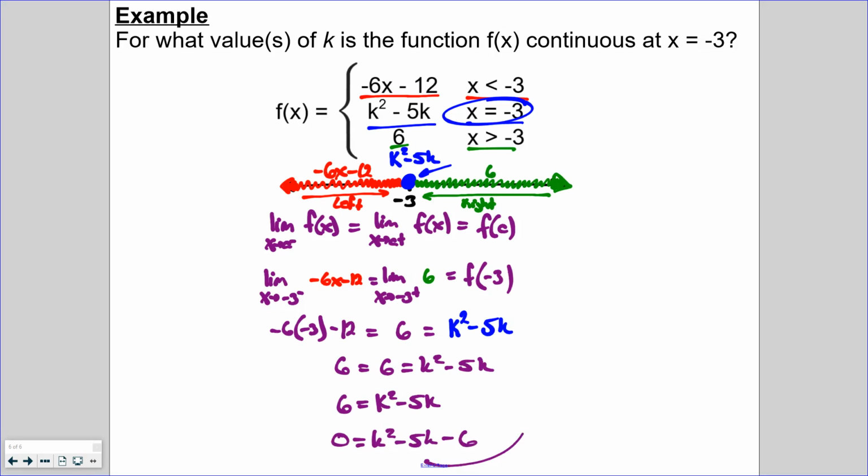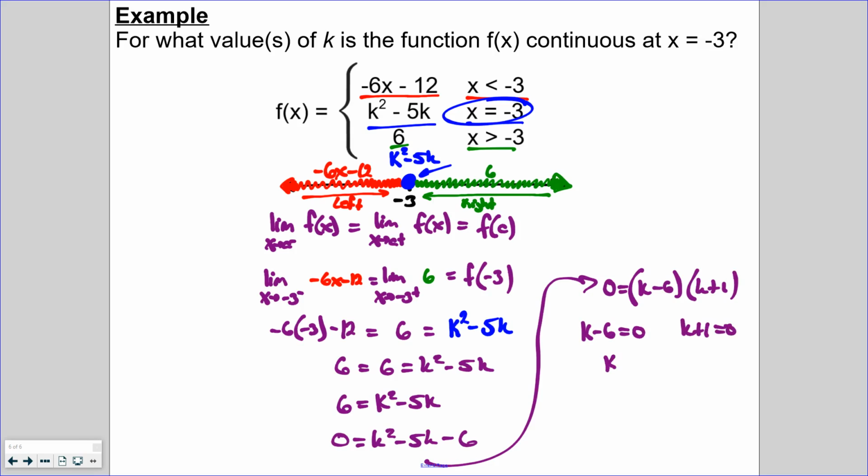I've run out of room, so I'll continue up over here. Then we can factor this. This factors into k minus 6 times k plus 1. And then we can set each of these factors equal to 0 using the zero product property. And this is going to give us answers of k equals 6 and k equals -1.